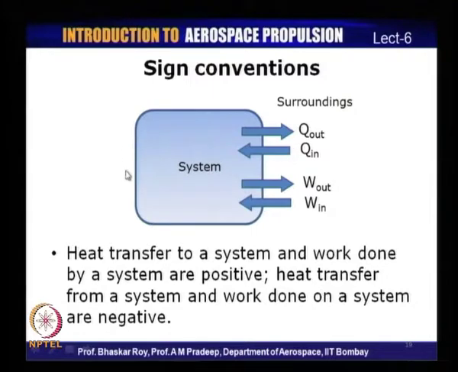The interaction between the system and the surroundings is illustrated here. The two modes for a closed system are heat and work. Heat transfer to a system, Q in, and work done by a system, W out, are usually taken as positive, and heat transfer from a system and work done on a system, that is Q out and W in, are usually taken as negative. This is the sign convention we normally follow in thermodynamics.